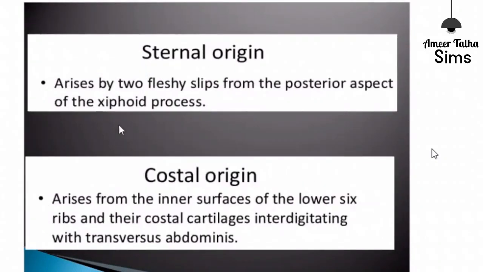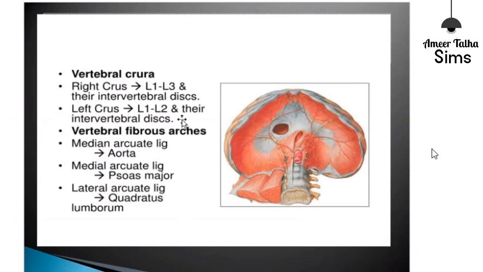The sternal origin arises by two fleshy slips from the posterior aspect of the xiphoid process. So the sternal part originates from the posterior aspect of the xiphoid process, while the costal origin arises from the inner surfaces of the lower six ribs and the costal cartilages. Next, we will talk about the vertebral part. The vertebral part has different parts, which are the right crus and left crus.